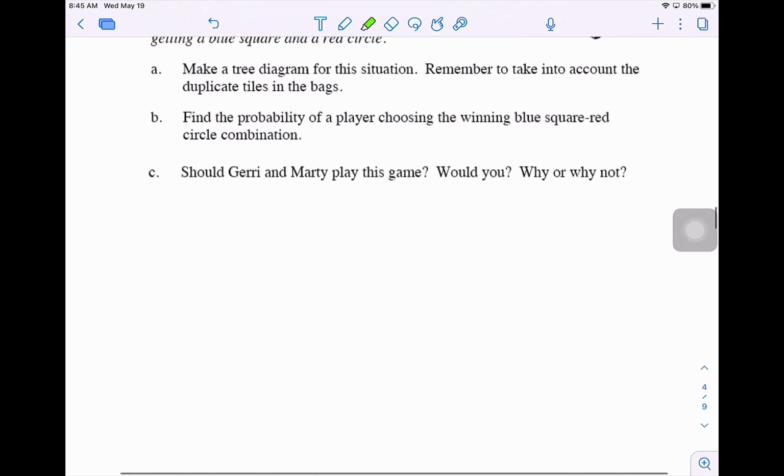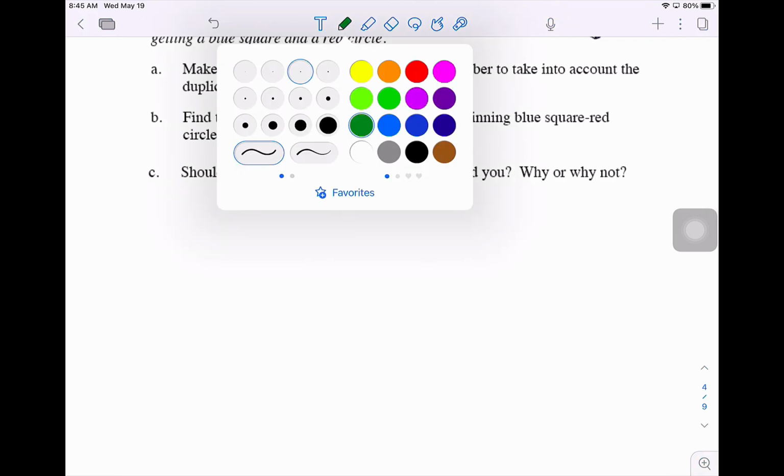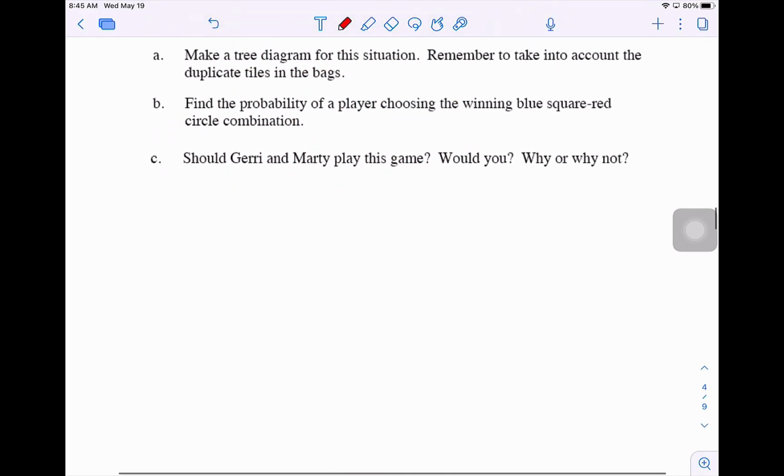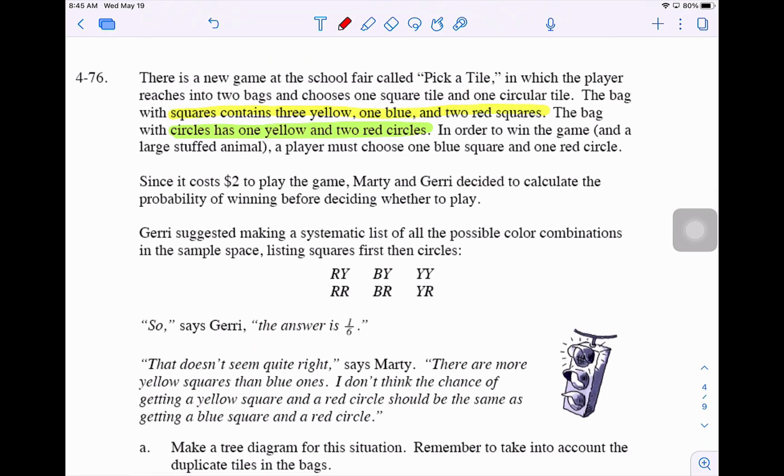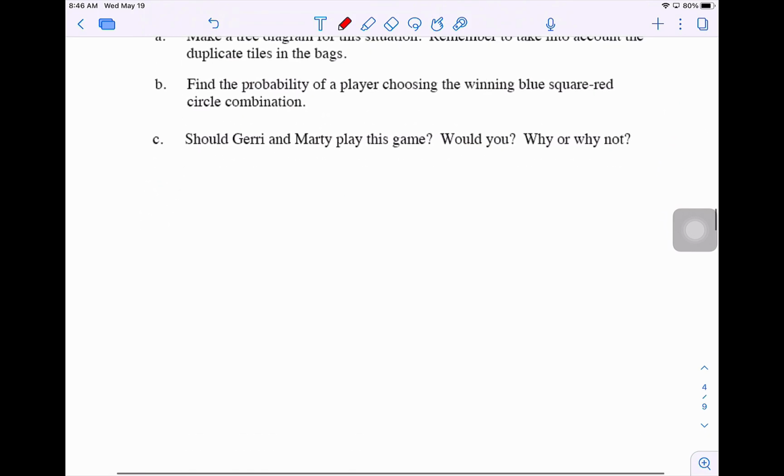Okay? So here's where most people struggle. What I want you to think of is that for the tree diagram, you have to think of tree diagrams as stages. So stage number 1 here is he's going to reach into the bag that has squares. When he reaches into the square bag, what could be the result? What's he going to pick? Golden, what do you think? What could happen if he reaches into the bag of squares? It's yellow, blue, and red. There's your first part of your tree diagram right there. The first thing he's doing is reaching into that bag, and what could happen?